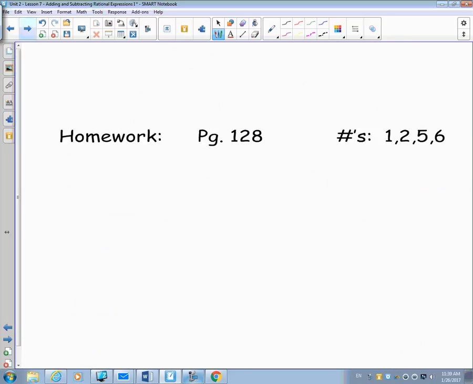Anyways, here's some questions to try. See if you can figure them out. The big idea is you have different denominators, multiply them together first. But if you can, try and factor first to see if they have anything in common. Okay?